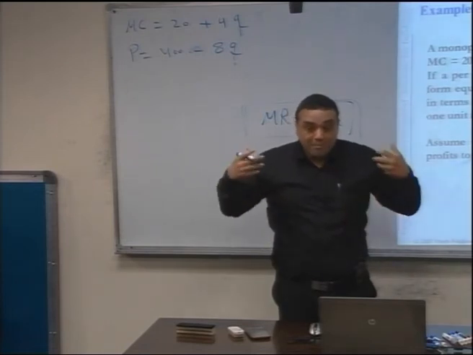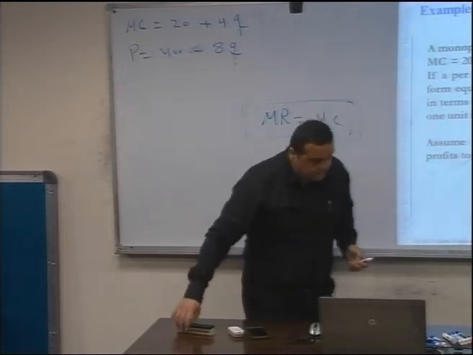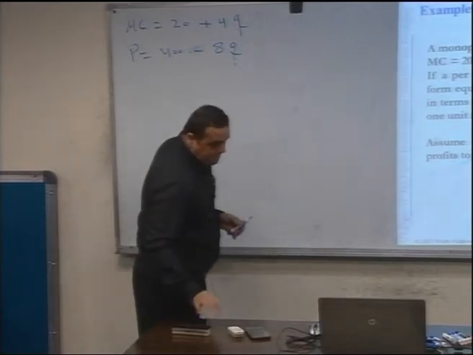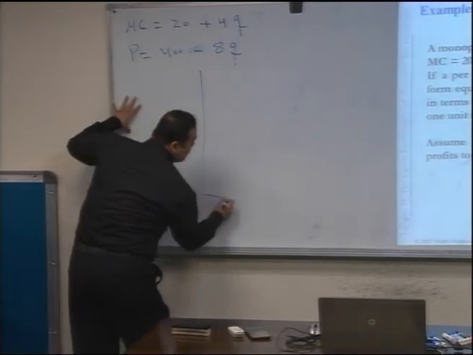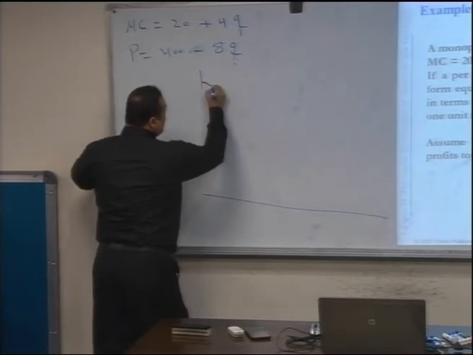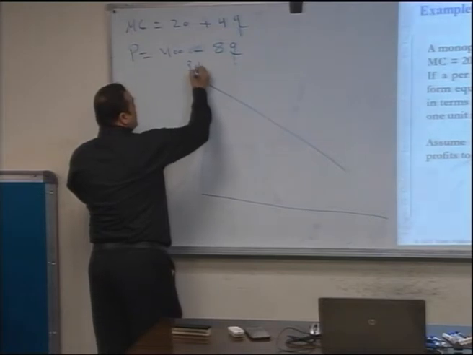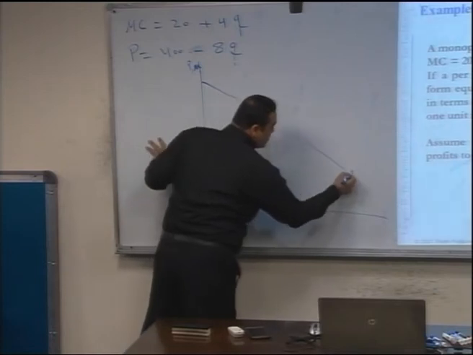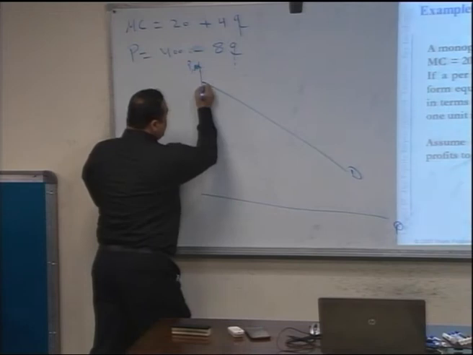In general, I will come back quickly to the monopoly market or the graph of the monopoly market. In the monopoly market, we have price and MR. This is the demand curve, Q, and this is the marginal revenue curve.